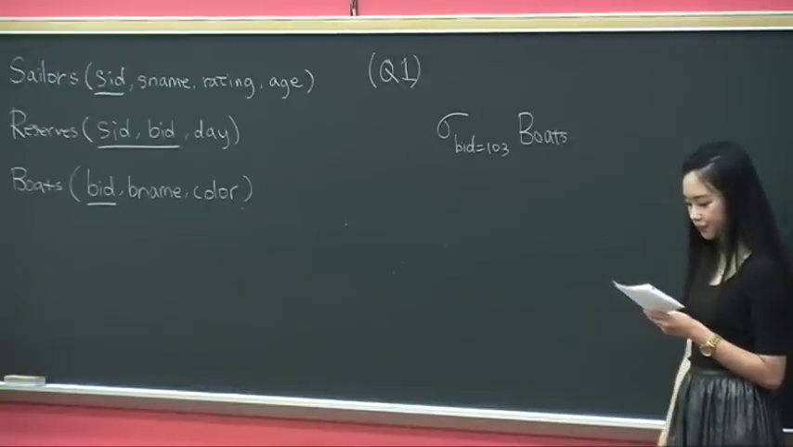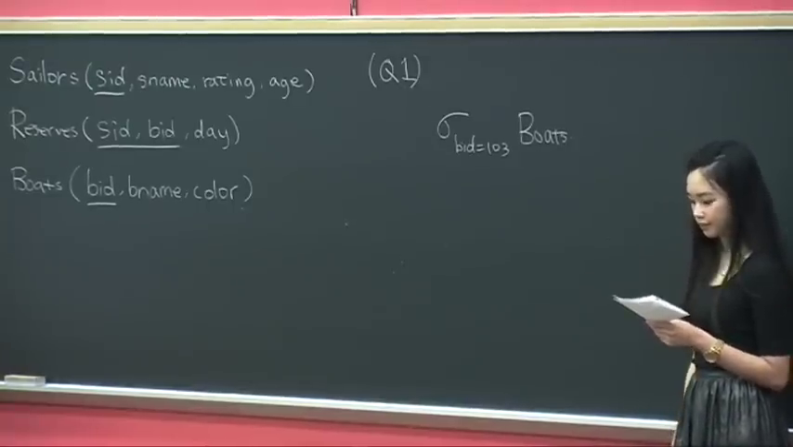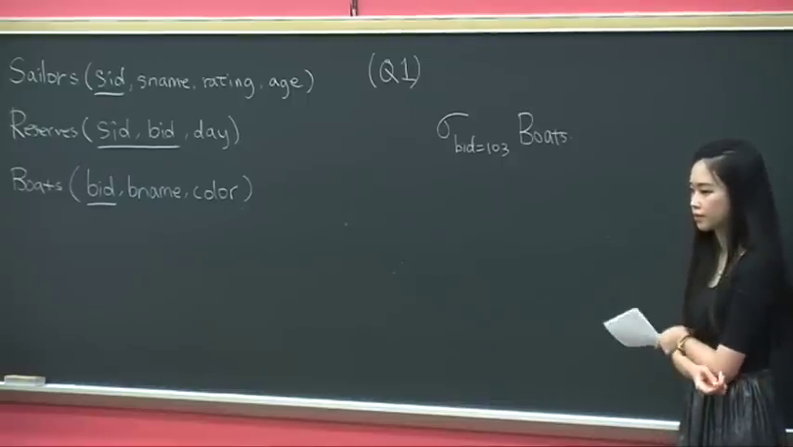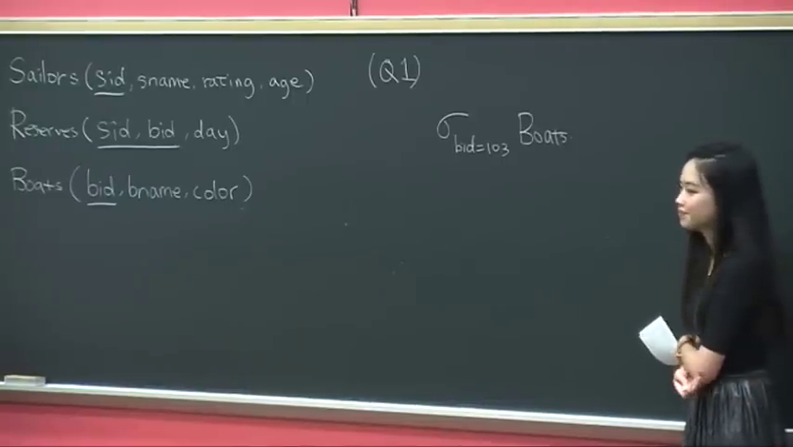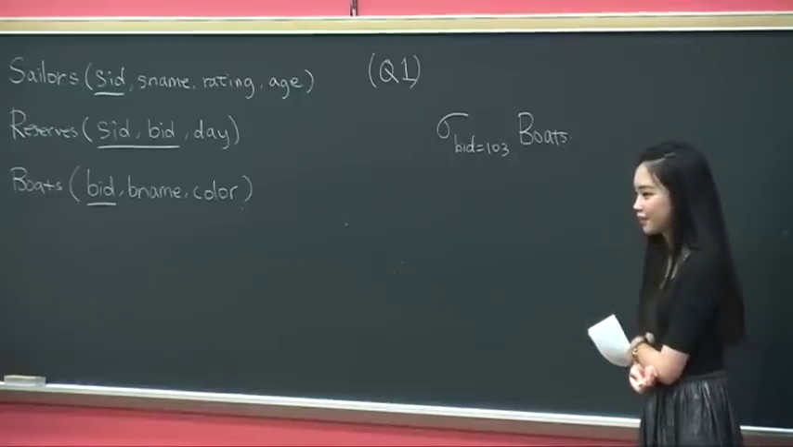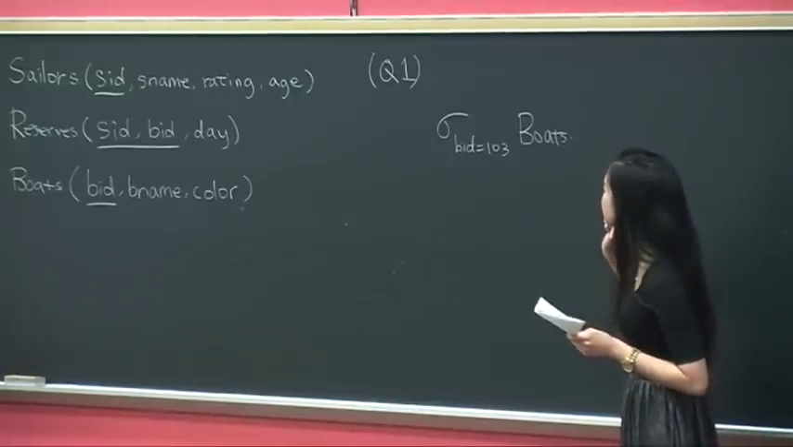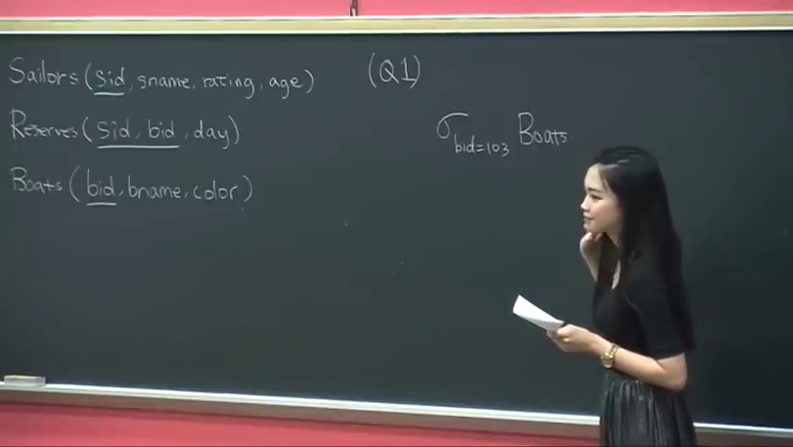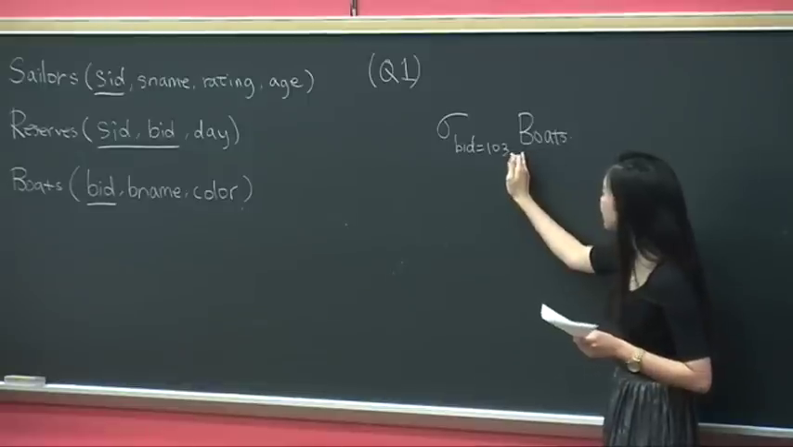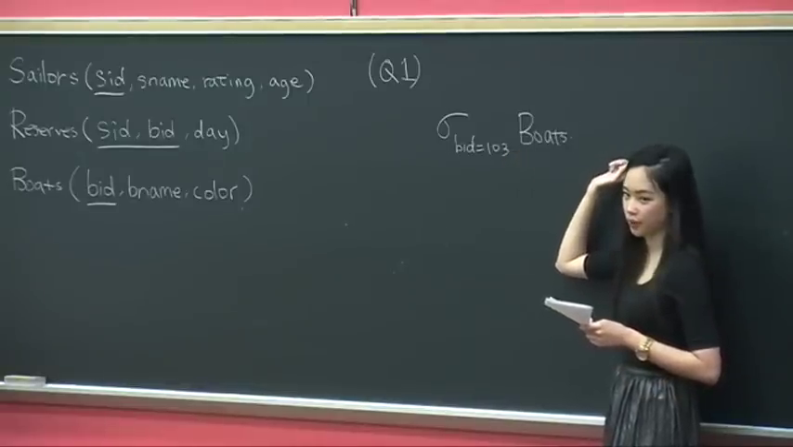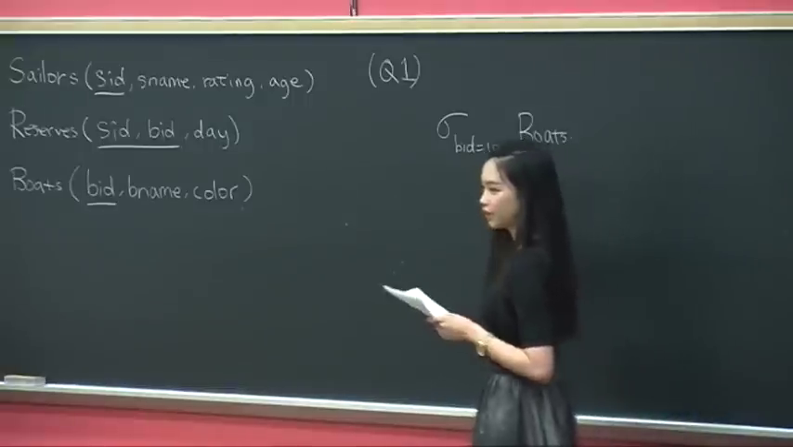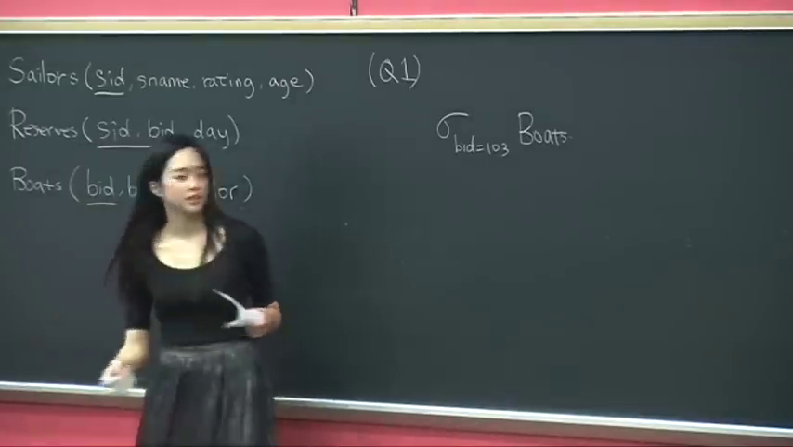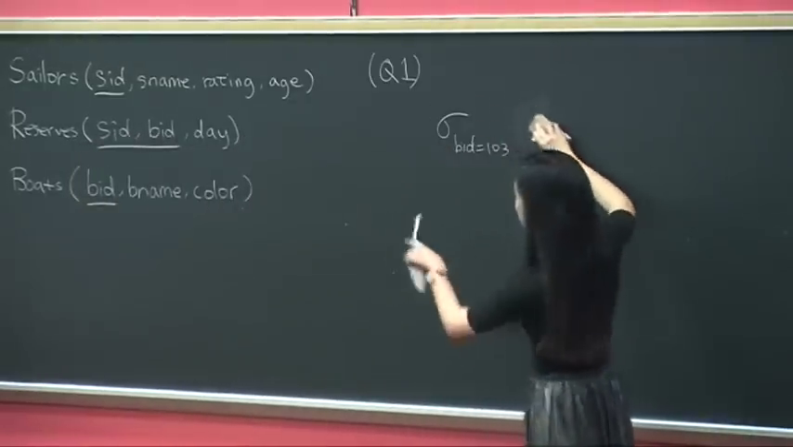What next? Can you read some information about the rows of the result table? We just need the names of the sailors, right? So people are asking, is it necessary to use the boats? No. We can just use reserves, because reserves also has it.